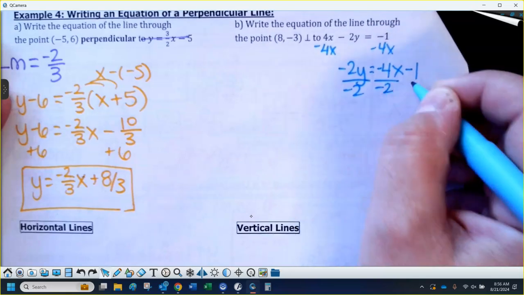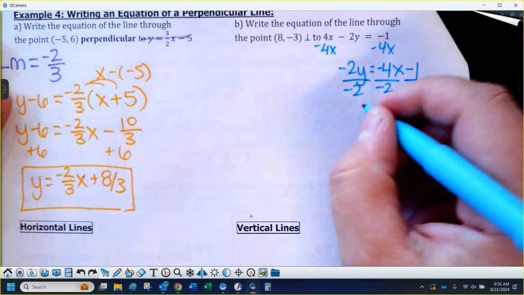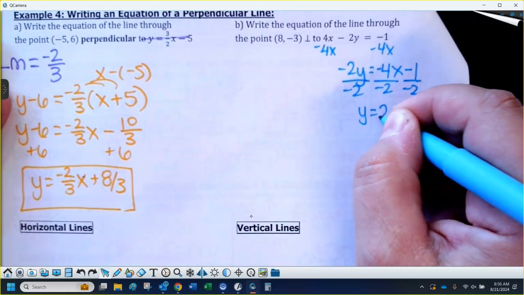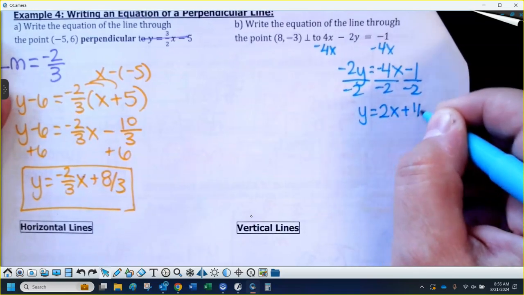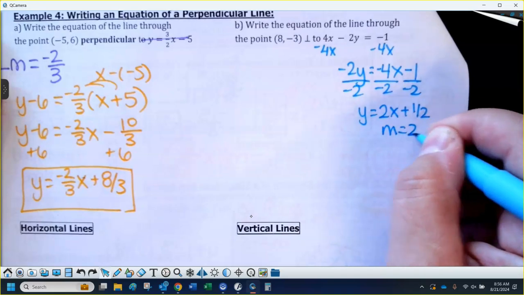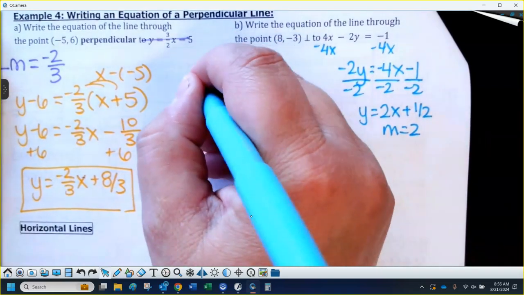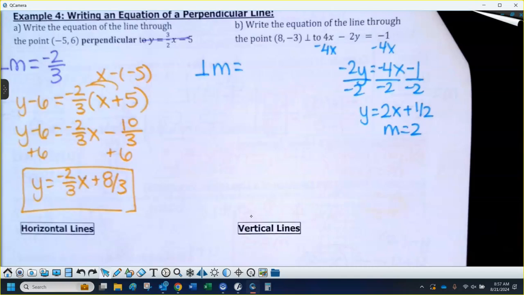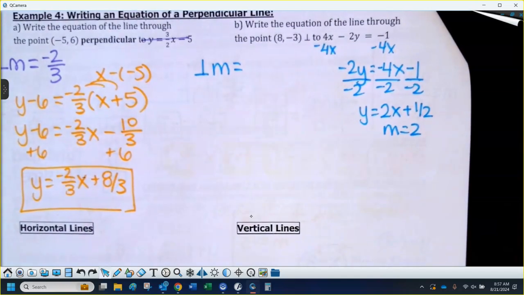Divide everybody by -2. Honestly, it doesn't matter what the y-intercept is here. I'm really just interested in figuring out what the slope is. So the slope here is 2. What would the slope of a line perpendicular to that be? It's just a plain 2.